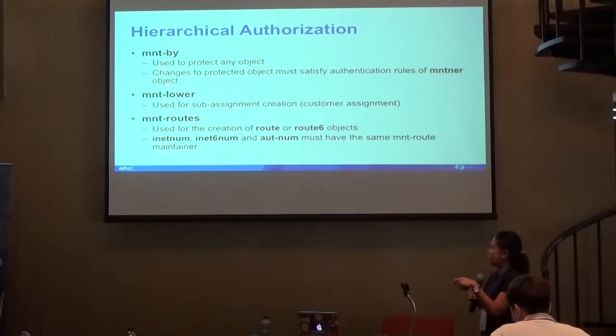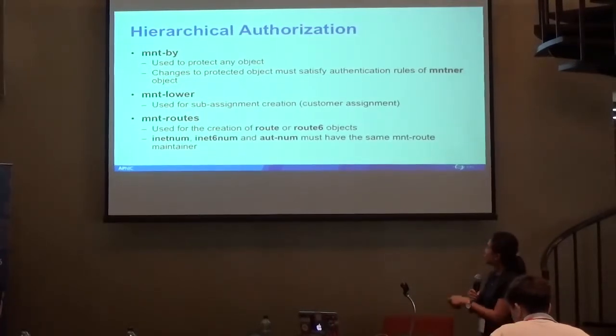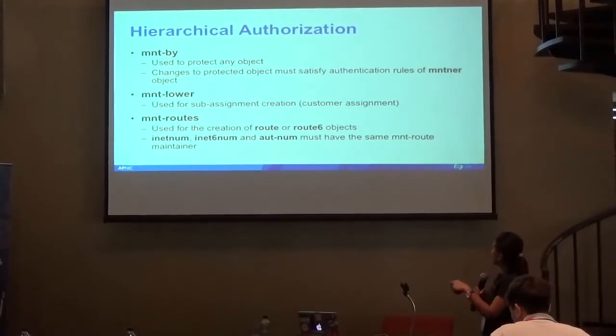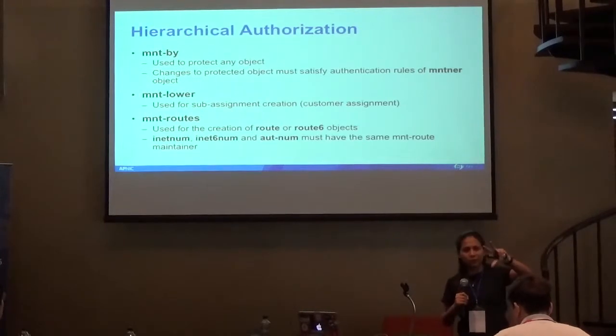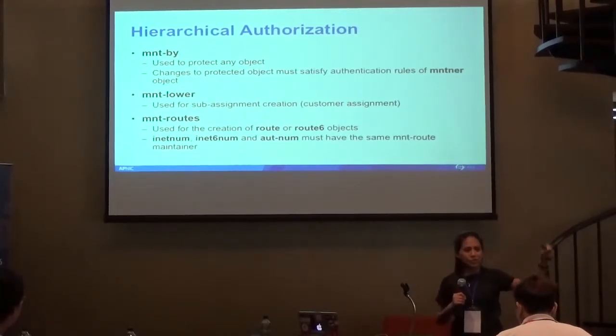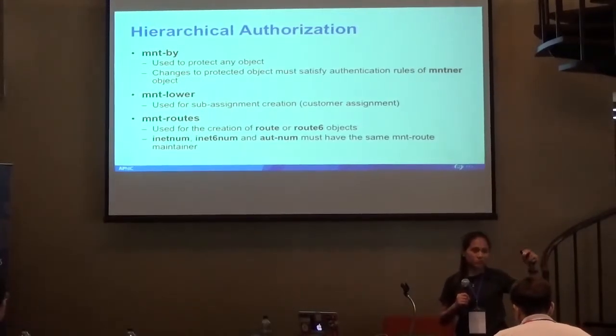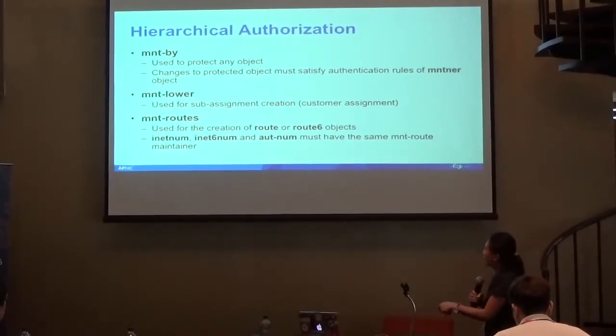So what's the difference between the two of them? A mnt-by, and mnt-lower as well, is used to protect any object. Any changes to this protected object must satisfy, of course, the authentication. So if you have a mnt-by for that object, only that person can change it. Only the person with a password can change it. How about mnt-lower? Anything that's related to sub-assignments.